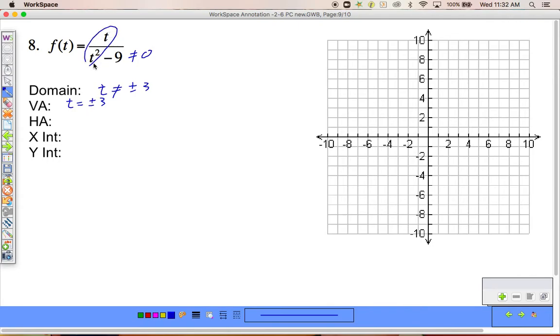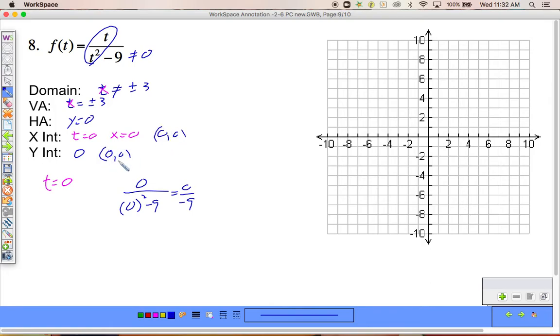My horizontal, I have a larger exponent on the bottom, so I'm just going to say y equals 0. And if we need to go back, really, these t's can be just x's. My x-intercept, I set my numerator equal to 0. My y-intercept, I'm going to put a 0 in. All right, so my x and y intercepts are the ordered pair (0, 0).